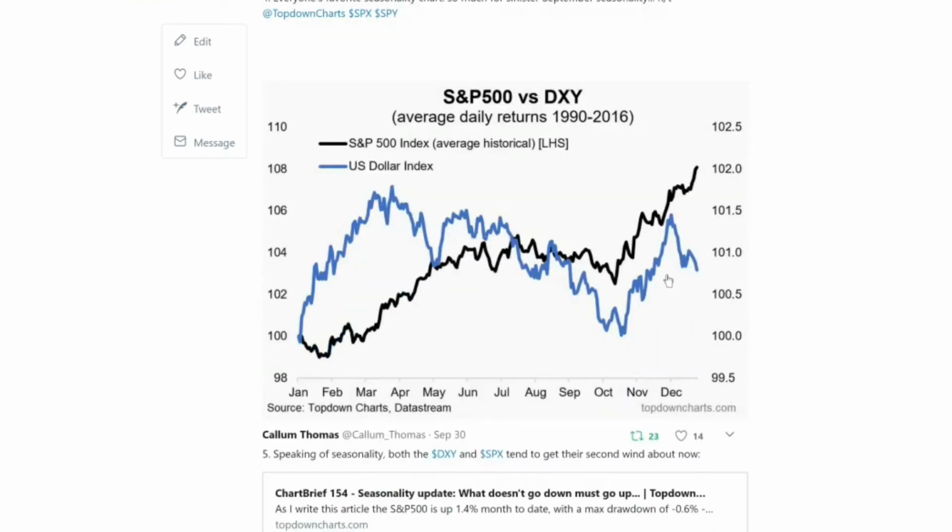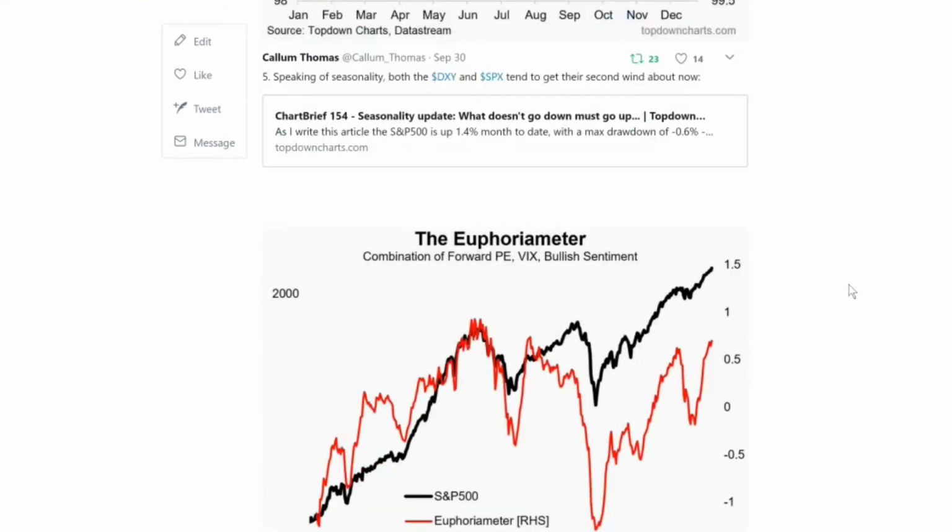And sticking with seasonality, I wanted to show this one because I thought it was quite interesting, just how the US dollar shares a bit in common with the S&P 500 around this time of the year. They tend to both get their second wind around this time of the year, so think about the US dollar, that could give it a bit of a boost over the coming months, in line with the market itself.